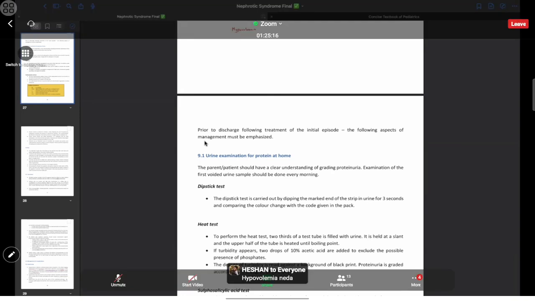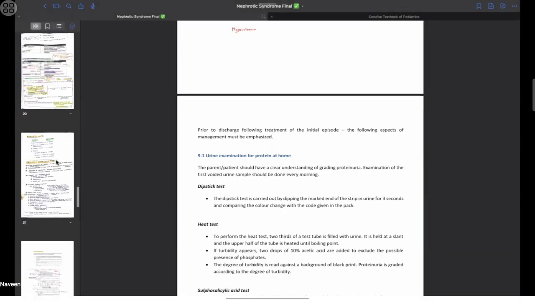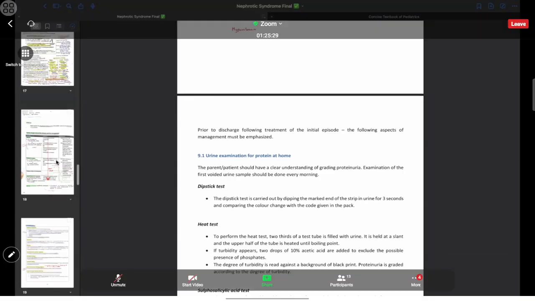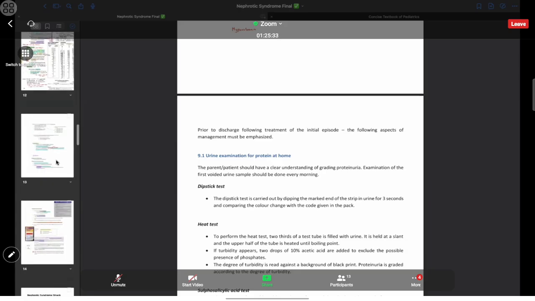Naveen, can you again explain, when you are starting steroids for the first time in a patient, how do we start and how are we going to taper it off? So that part, the steroid part, one minute.